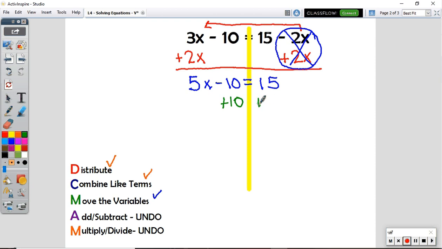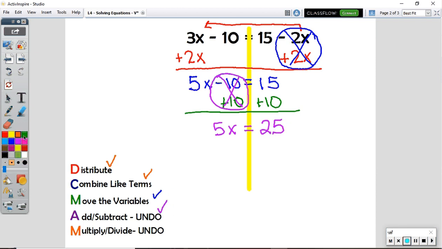I'm going to add 10 on both sides. And what we're going to be left with, remember this negative 10 and this plus 10 will cancel out, become 0. So I'll have 5x on the left. Now I'll have 15 plus 10 gives me 25 on the right. And my very last step is going to be to undo that multiplication or division. 5 times x. The opposite of times 5 is to divide by 5. And 5 divided by 5 is 1. So we get 1x equals 5.